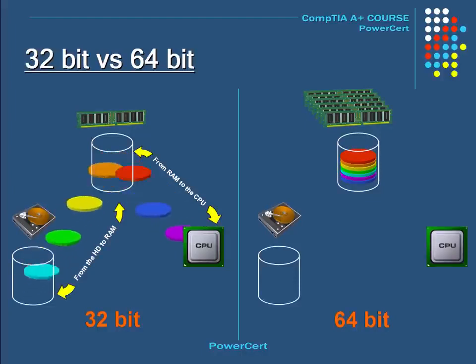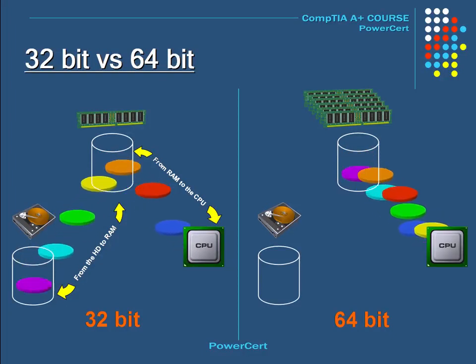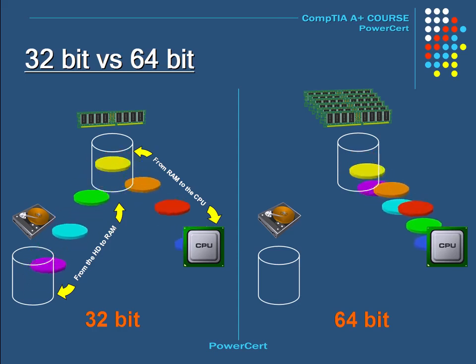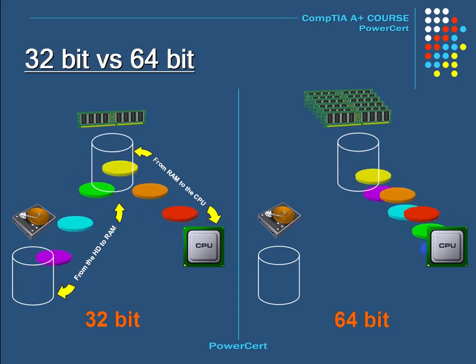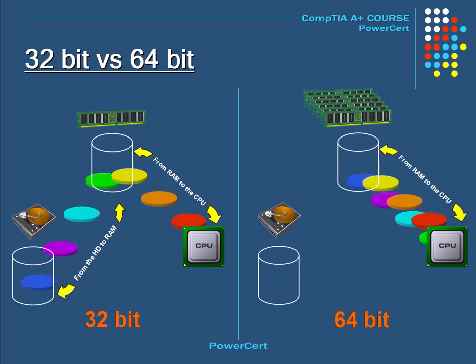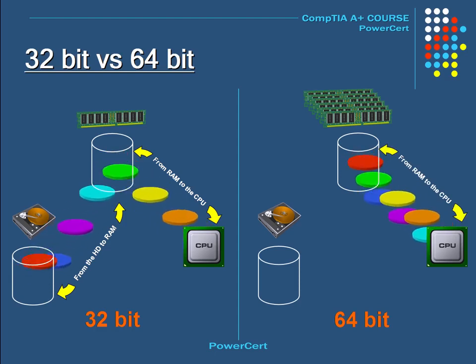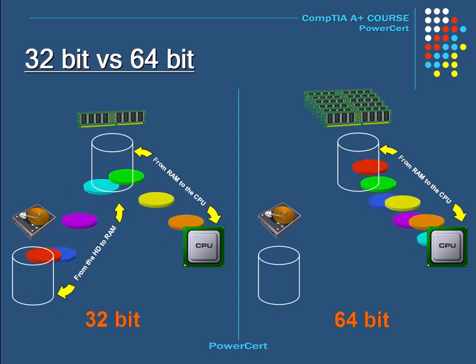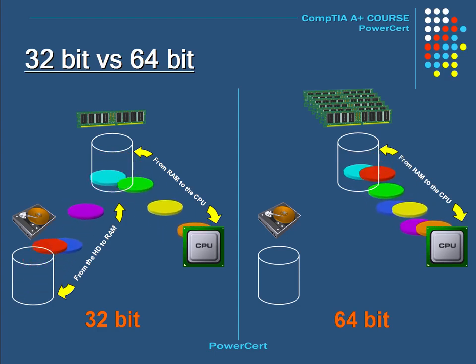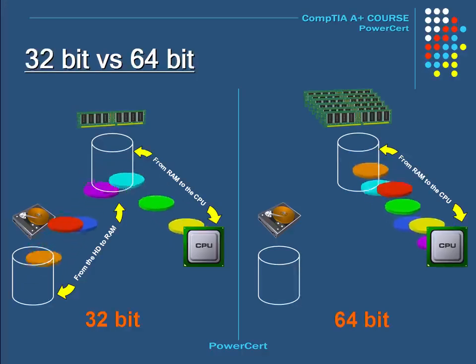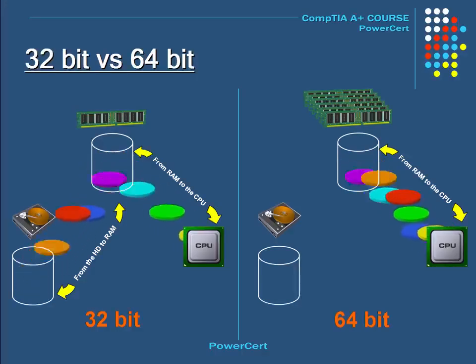But a 64-bit system is able to support a lot more memory than 4 gigabytes, which means that more data can be loaded into the faster RAM rather than on a slower hard drive. And because it can store more data on the faster RAM than on a slower hard drive, the computer is able to run a lot faster. So in a nutshell, this is why a 64-bit system is faster than a 32-bit system.